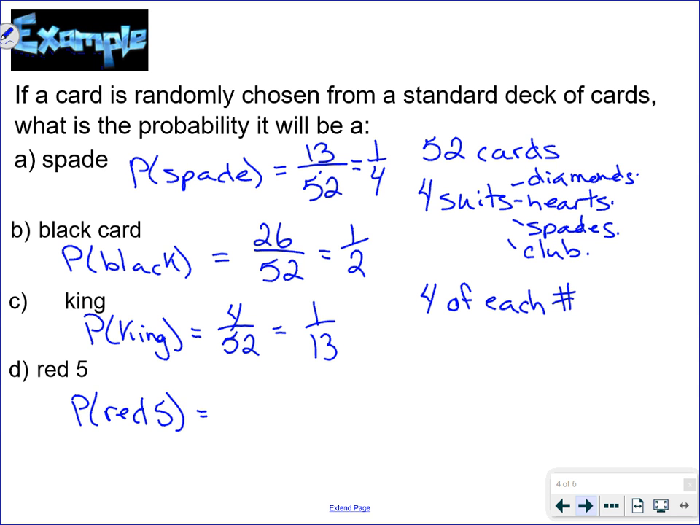The last one says, what is the probability of picking a red 5? There are 2 red 5s in this deck: a 5 of diamonds and a 5 of hearts. So there are 2 possibilities out of 52 cards. Divide this by 2, and we get 1 out of 26.